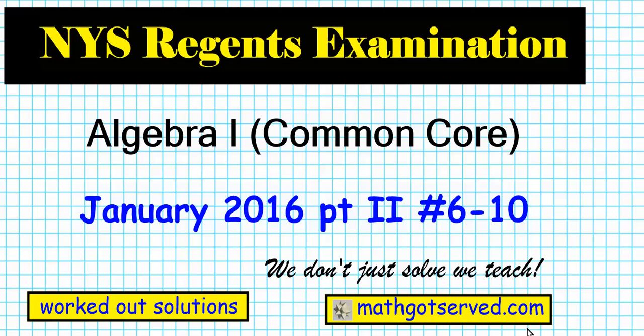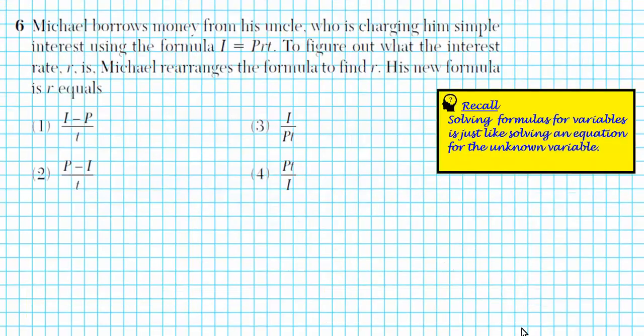In this clip, we're going to be going over problems 6 to 10 of the Algebra 1 Common Core New York Regents exam for January 2016. All right, let's take a look at number 6. It reads, Michael borrows money from his uncle, who is charging him simple interest using the formula I equals PRT. To figure out what the interest rate R is, Michael rearranges the formula to find R. His new formula is R equals.